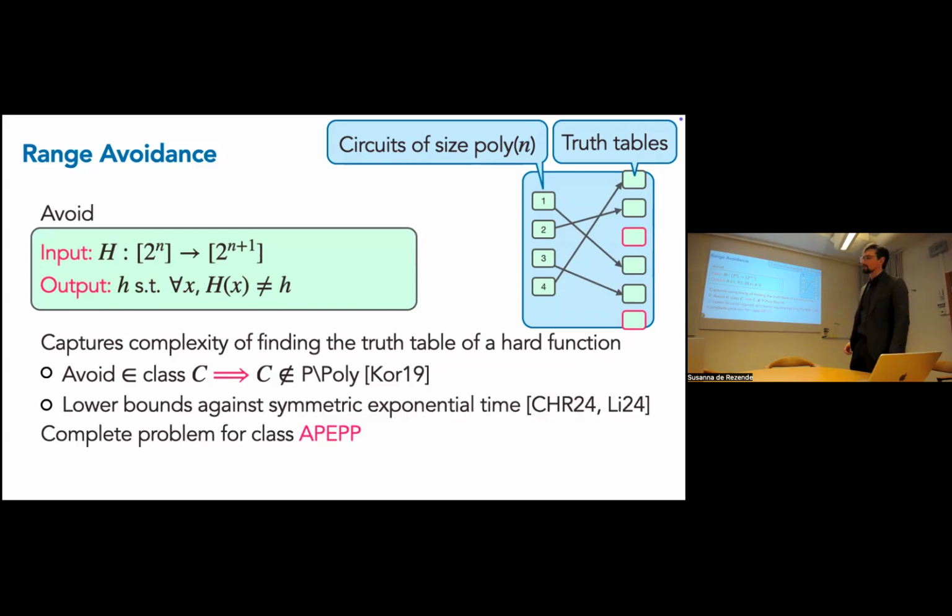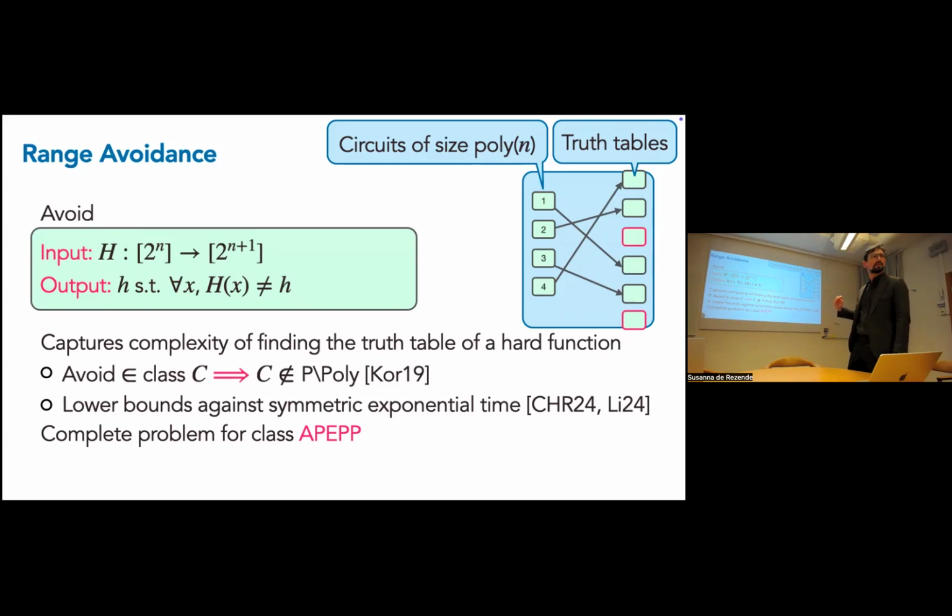So this led to this exciting recent result, which showed lower bounds against the symmetric exponential time class. This is one of the lowest classes down for which we have circuit lower bounds against.